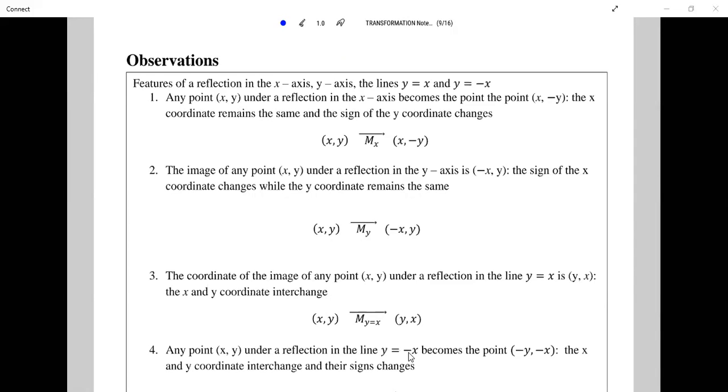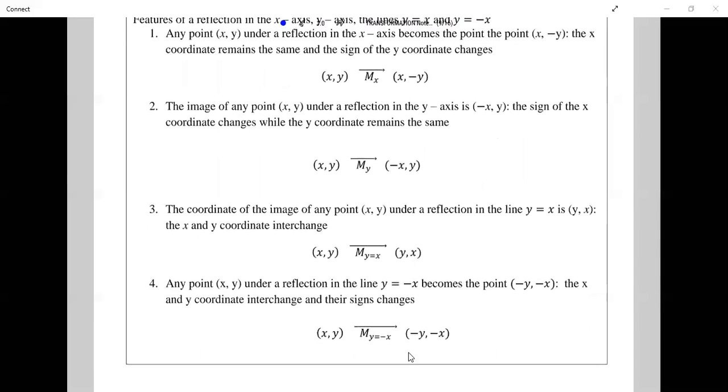So any point x, y under reflection in the x-axis becomes the point x, minus y. The x coordinate remains the same and the sign of the y coordinate changes. So the point x, y becomes the point x, minus y. When you reflect in the y-axis, x, y becomes minus x, y. The sign of the x coordinate changes, but the y coordinate remains the same.